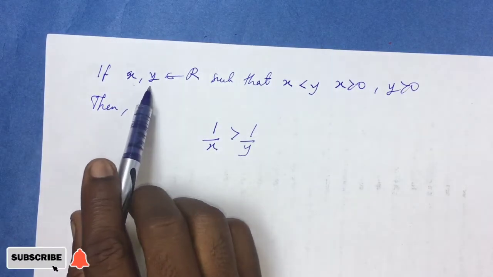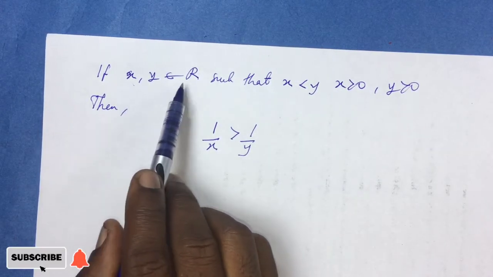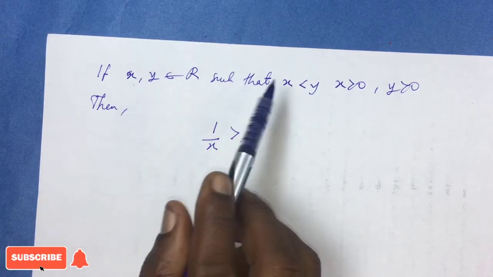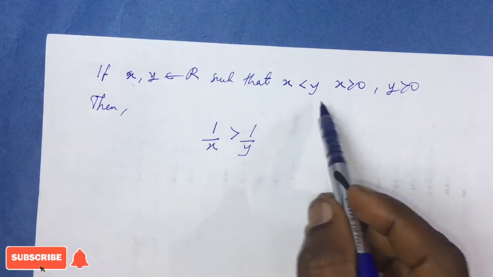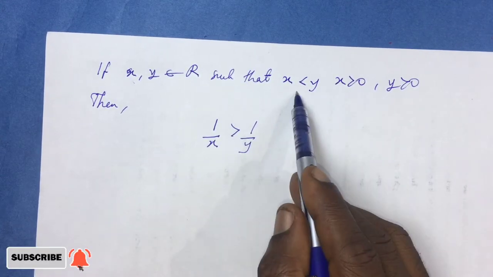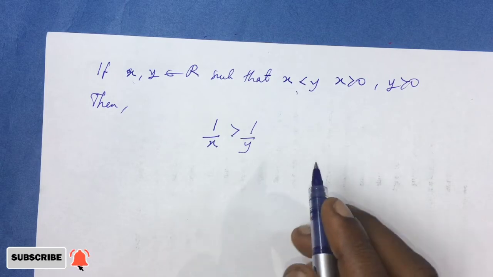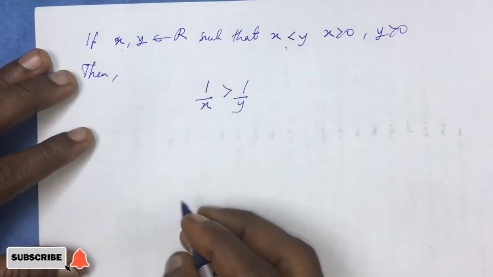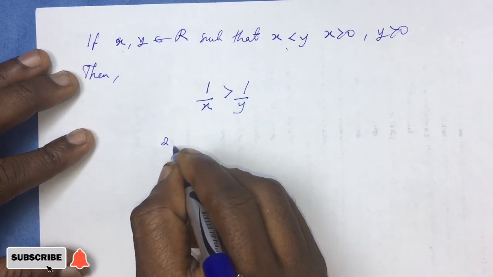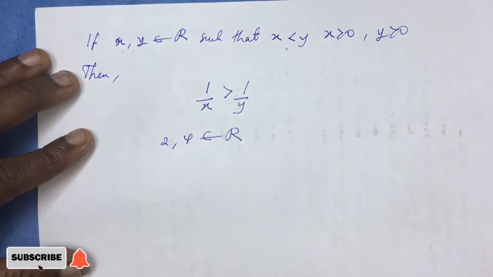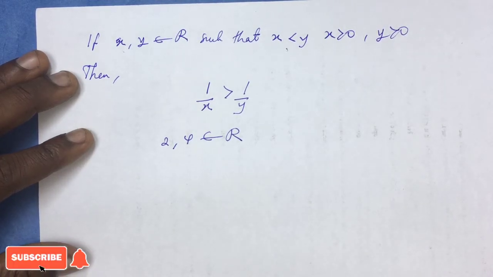So let us see. If you pick 2 numbers at random from the real number system, such that the first one you pick is less than the second one, and both of them are positive, then 1 over the first one will be greater than 1 over the second one. As an example, let's assume that we pick 2 and 4 from R.